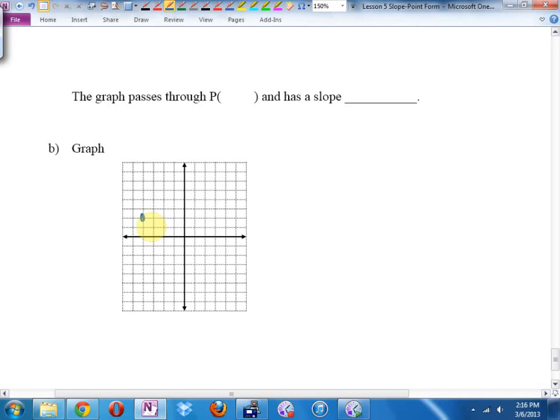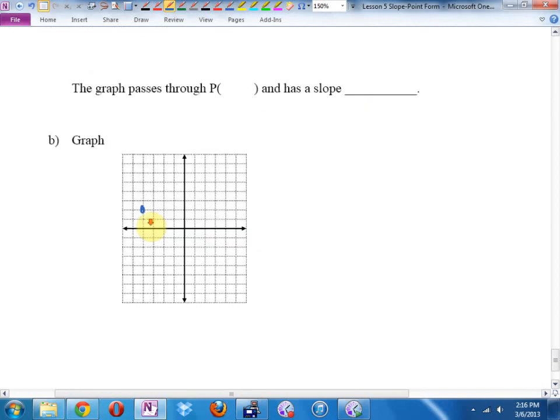What did you tell me the slope was? 1 over 3. Means count how? Up 1, over 3, up 1, over 3, up 1, over 3. And you can see this is the only way that we could graph this one accurately, because it definitely has a y-intercept that is a decimal or a fraction.